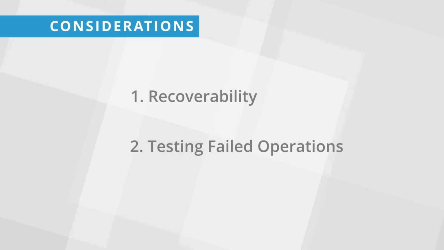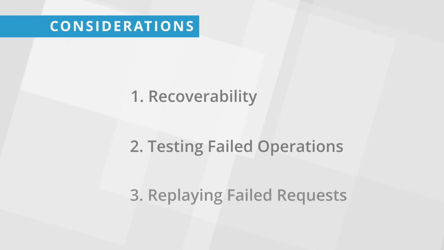Another consideration is testing failed operations. In the open state, instead of relying on a timer to decide when to transition to the half-open state, a circuit breaker can periodically send a request to the remote service or resource to check if it has become available. Another important consideration is around replaying failed requests in the open state. Rather than simply failing quickly, a circuit breaker could also record the details of each request to a storage and arrange for these requests to be replayed when the remote resource or service becomes available.